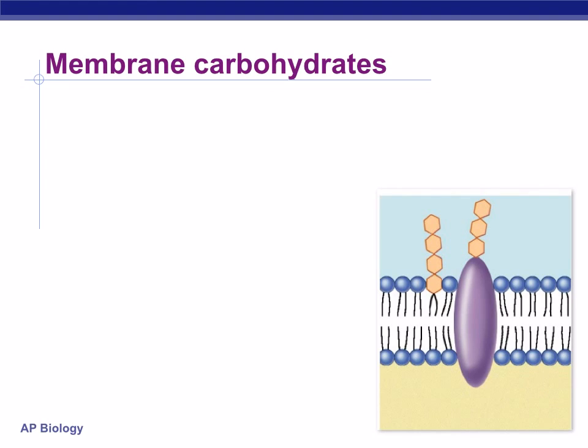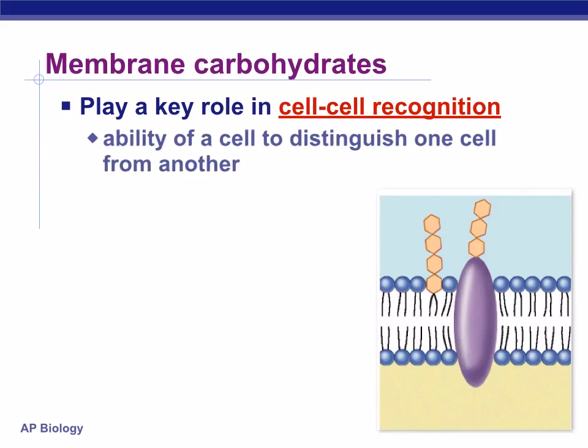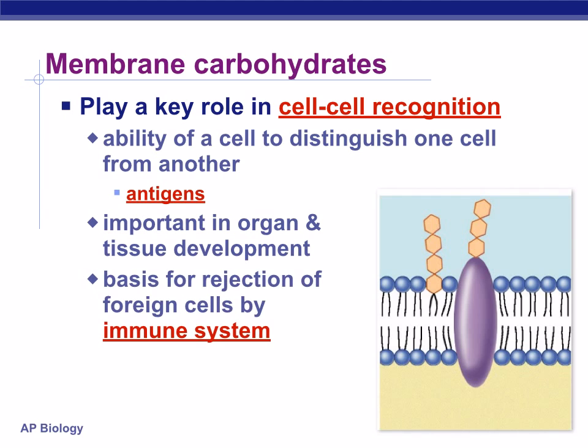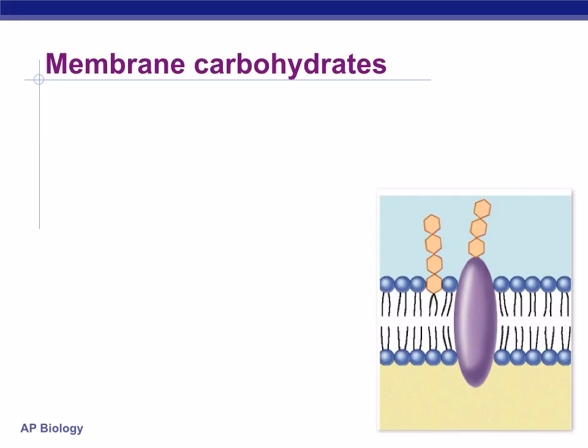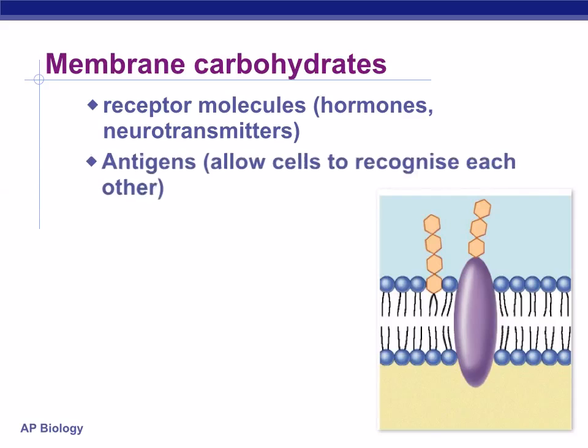We'll just quickly look at membrane carbohydrates. So these play a role in cell-to-cell recognition. So the ability of a cell to distinguish one cell from another. They can act as antigens, and they are important in organ and tissue development. So they do form the basis for rejection of foreign cells by the immune system. They act as receptor molecules, for example, for hormones and neurotransmitters, and antigens, allowing cells to recognize each other.